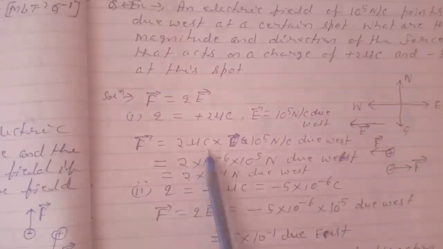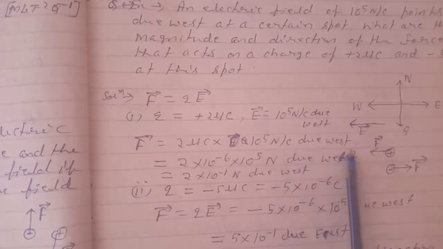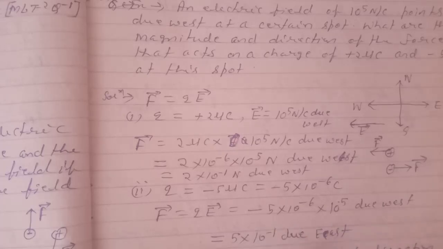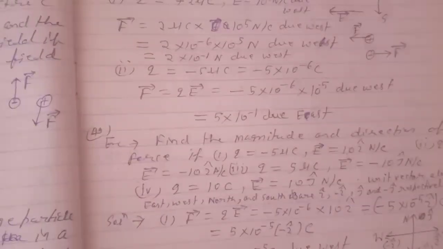So F vector = 2 microcoulomb × 10^5 newton per coulomb due west, which equals 2 × 10^5 newton due west, or 2 × 10^-1 newton due west. Again here Q = -5 microcoulomb, or -5 × 10^-6 coulomb, hence F = QE vector = -5 × 10^-6 × 10^5 due west. Now this negative will change the direction, so it will be 5 × 10^-1 newton due east. Answer.